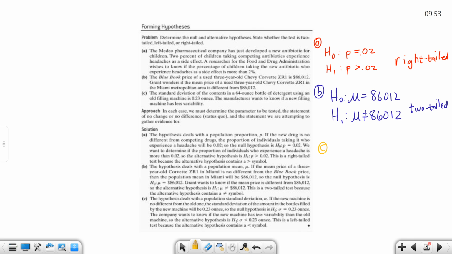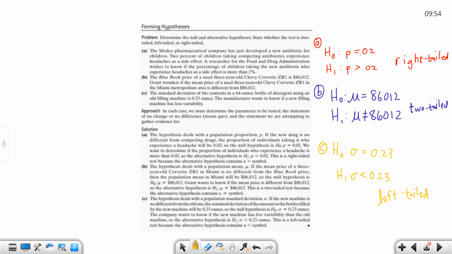So what they've done is this company has a new machine, and they want to know, does it have less variability? So our H naught here is our standard deviation is equal to 0.23 ounces. And then our H1 is, does it have less variability? So we're going to say less than. So we call this left-tailed, okay? Because it's less than. So we have an example of each one here.